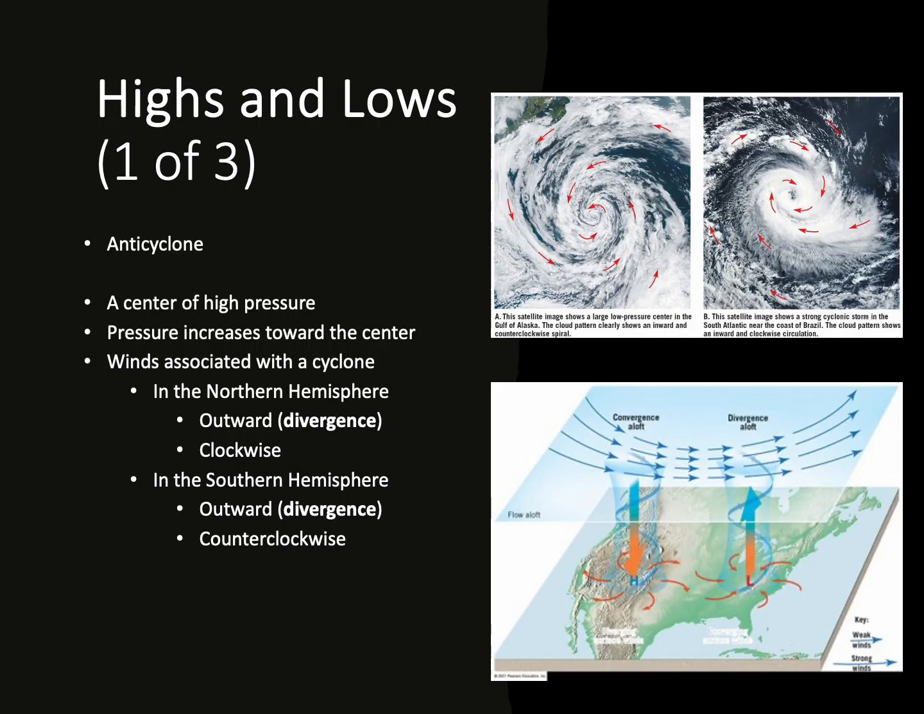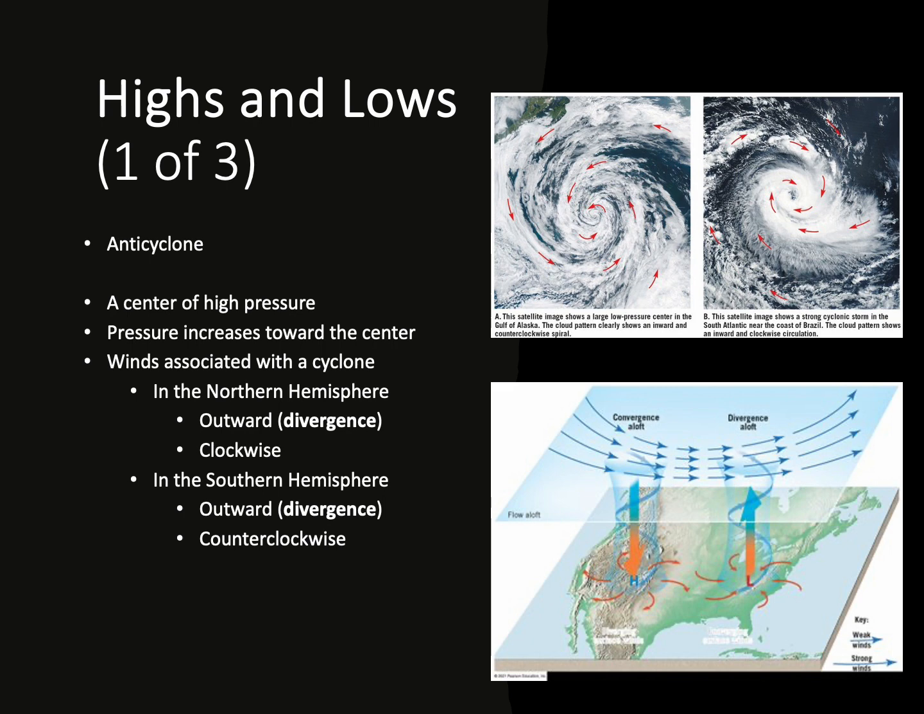We'll see the exact opposite with our anticyclones, though. These are going to be centers of high pressure, where the farther we get towards the center, the pressure is going to continuously increase. But here the winds are going to be the opposite of our cyclone. We're going to see that in the northern hemisphere, it's going to be moving clockwise, whereas in the southern hemisphere, it's spinning counterclockwise.